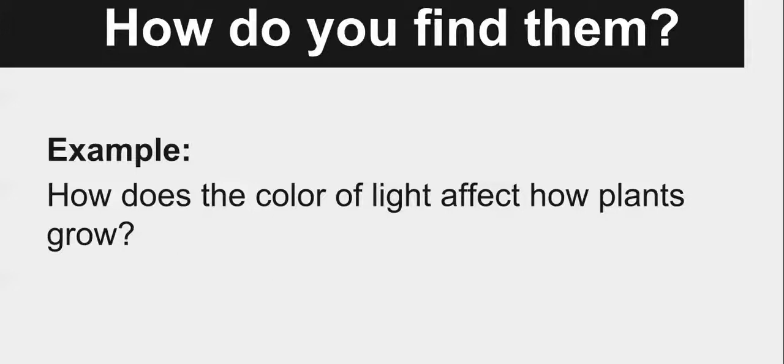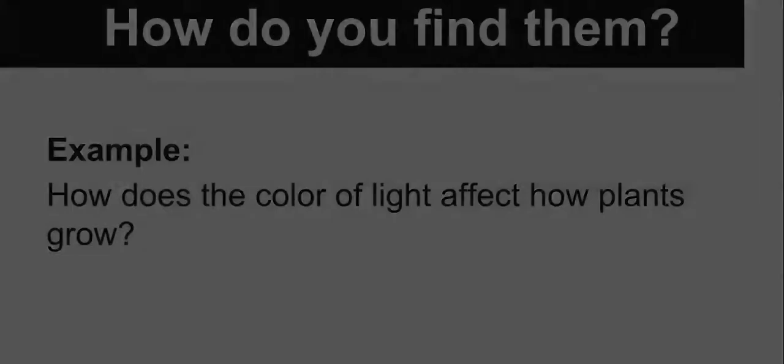So how do you find what your keywords are? Well, let's take a look at this example. Here is a potential science fair question. How does the color of light affect how plants grow? Now, you could type this question into a database, but you wouldn't get anything back. If you type this question into Google, you might get some results, but you'll do better by finding what the most important words are in this question. Let's take a look at how we do that.